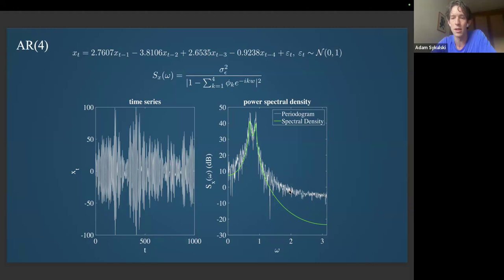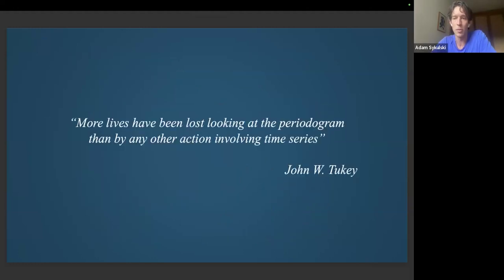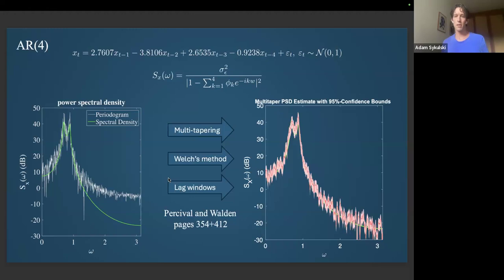If you were to use this biased estimate, which is also still quite variable. And this leads to the famous quote by Tukey, which is that more lives have been lost looking at the periodogram than by any other action involving time series. And I've just illustrated one example of why, because you can make wrong conclusions since it's not corresponding to the correct theory. So this is well known. I'm not the first person to be talking about this. Peter knows it well and others know it well too.